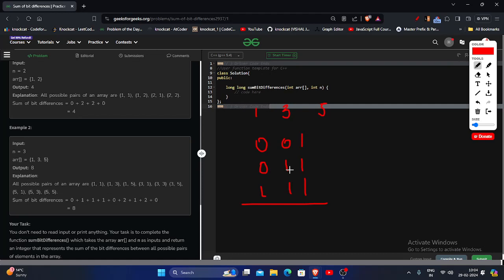Here it is 0 and here it is 1. So this 0 has a bit difference with this one and also with this one, so it will add two bit differences. Here also, if you consider this one paired with a different 0, and this one paired with this, these two pairs have different bits at these positions.